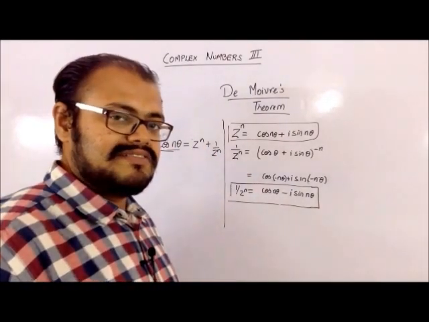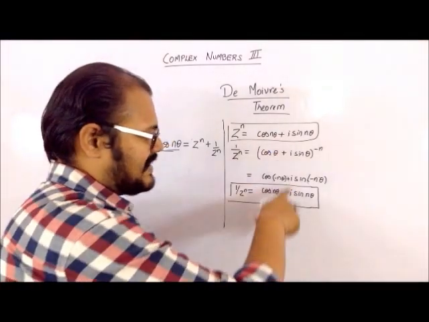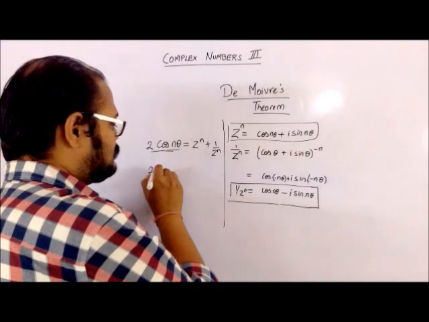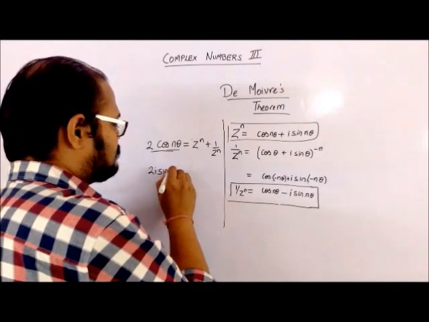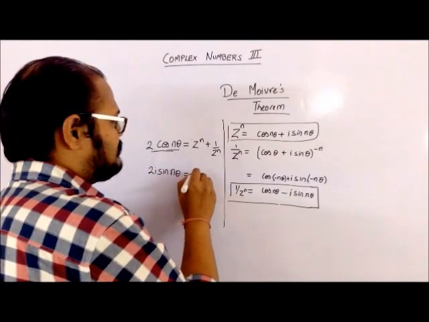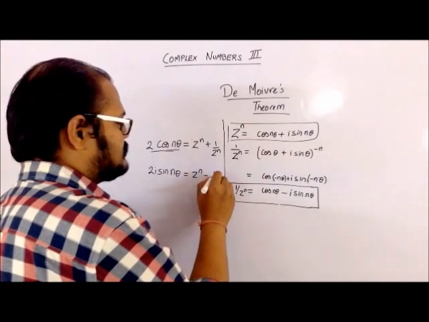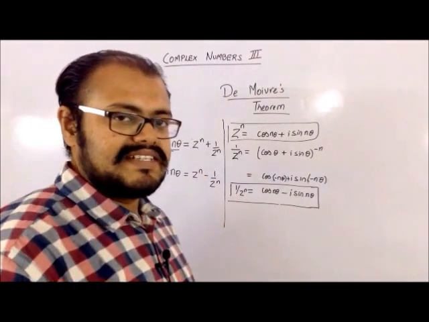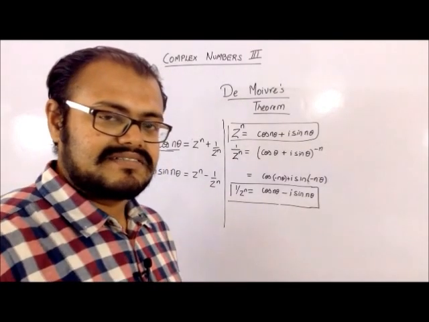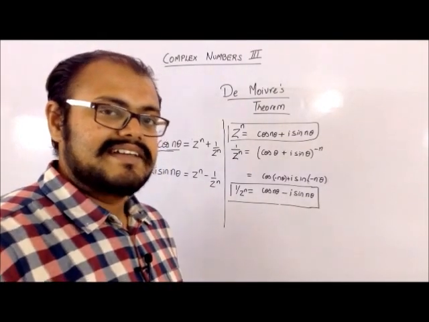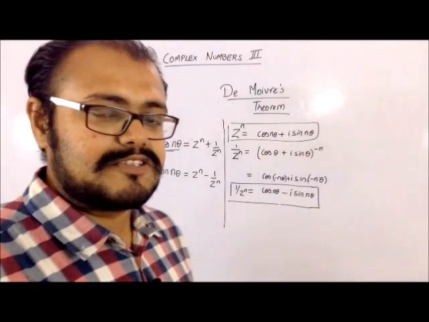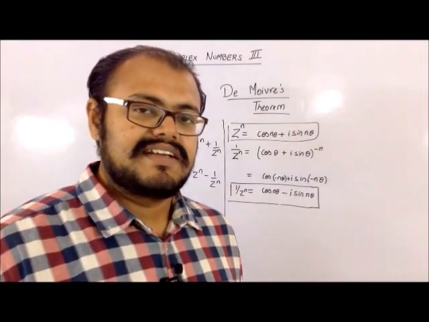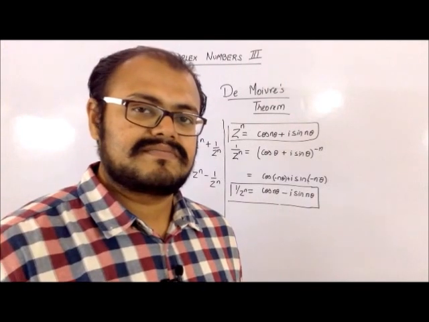In a similar format, if I just subtract these two equations, then I will get 2I sine n theta as z raised to n minus 1 by z raised to n. So these are the two very important things which you have to remember. These are the properties which will be helpful to you whenever you have any problems related to this.